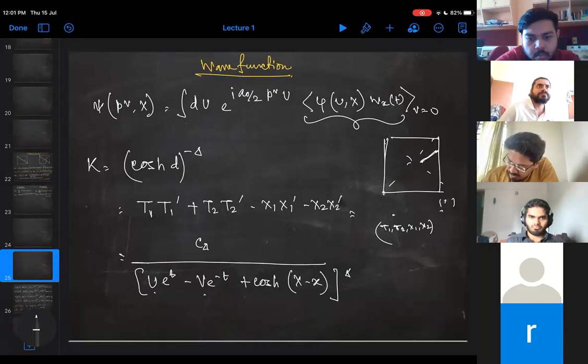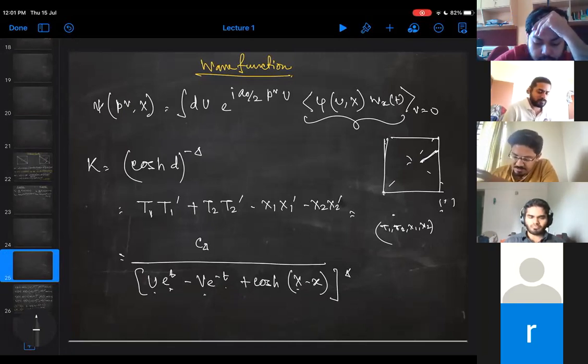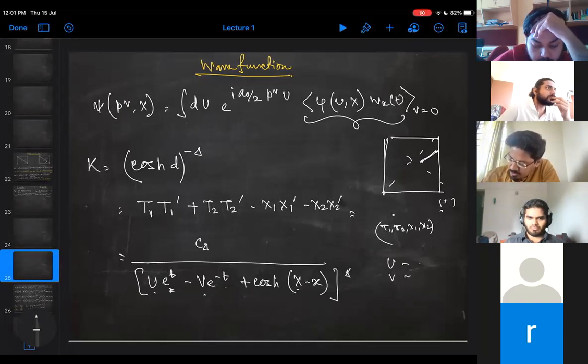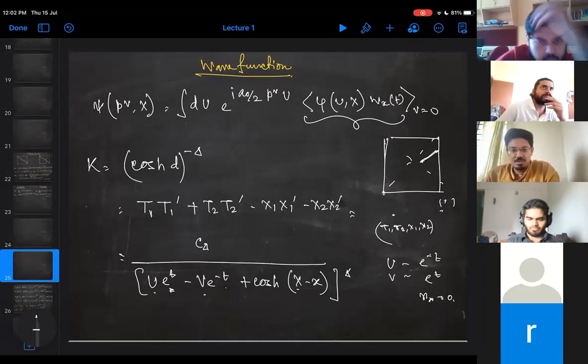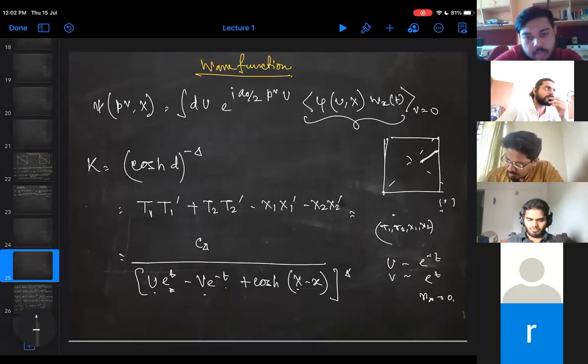So this u, v and x are for the position of the point in the bulk. And this actually comes from here. If, for example, we're working with v equal to 0. For some case, we'll work with u equal to 0, that's a different thing. This e to the power t thing essentially comes from the boundary point, because remember that near the boundary, this actually goes to e to the power minus t or e to the plus t. The r star actually goes to 0 at the boundary. So this is your essential formula for this bulk to boundary propagator.